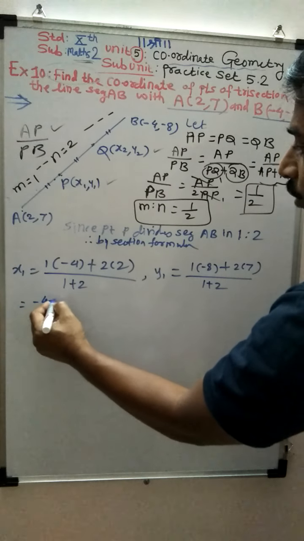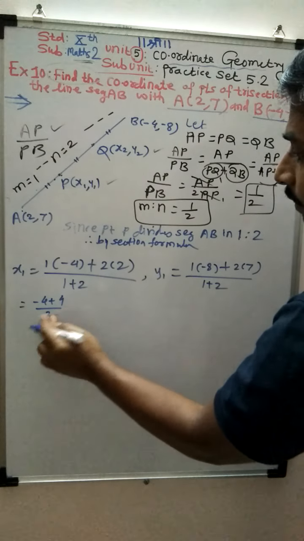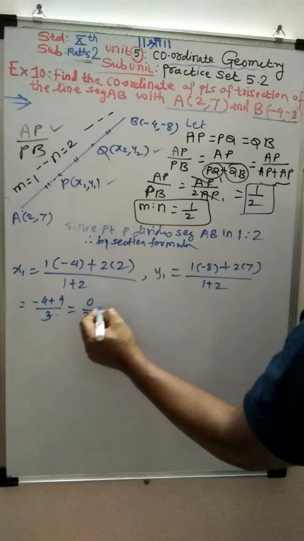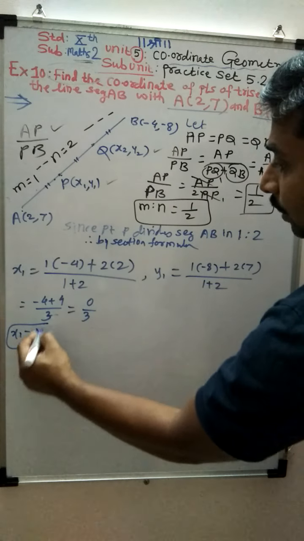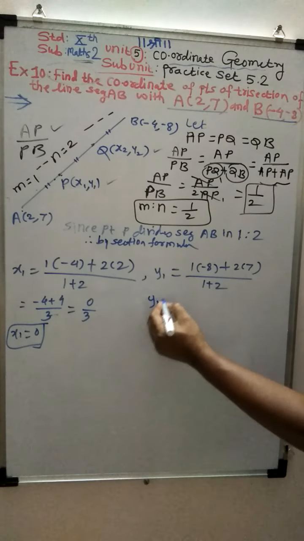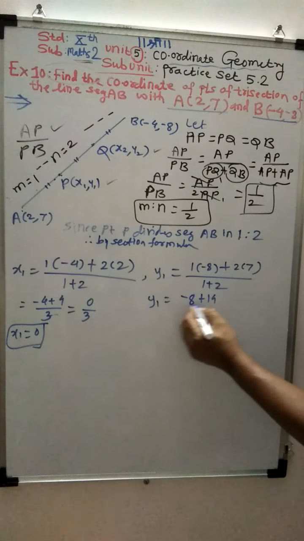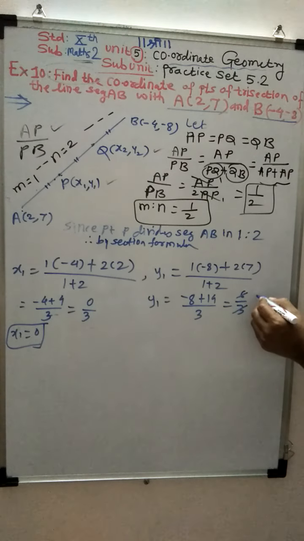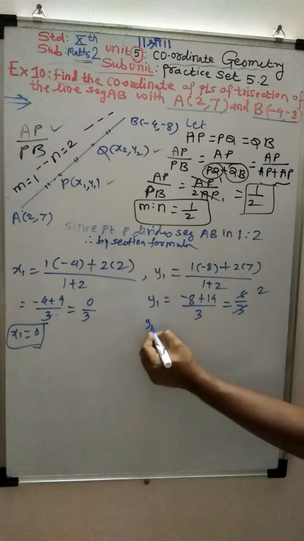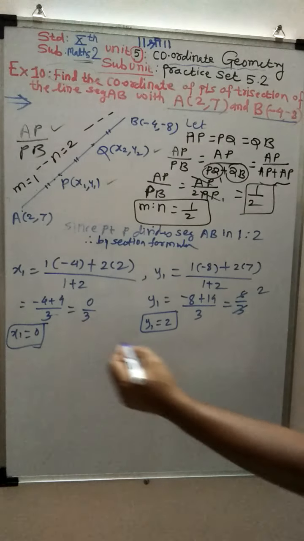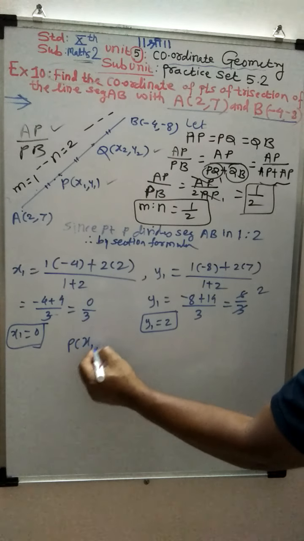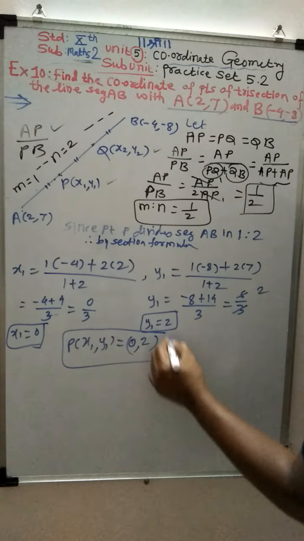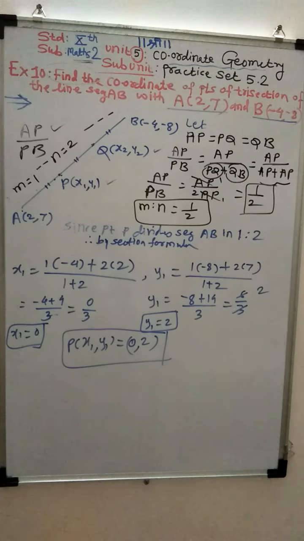Now simplify this. Minus 4 plus 4 divided by 3; minus 4 plus 4 gives 0, divided by 3. Therefore x1 is equal to 0. Here we get y1 is equal to minus 8 plus 14 divided by 3, which is 6 divided by 3. On dividing by 3 we get y1 is equal to 2. Means the coordinates of point P(x1, y1) are 0 and 2. These are the coordinates of point P.